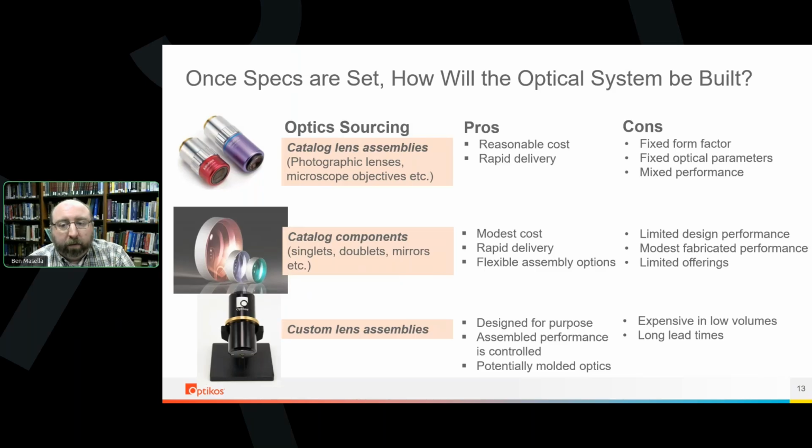The downside to this is that the optics tend to be significantly more expensive than an off-the-shelf solution, and the lead time will be longer because there's a design cycle and likely prototyping involved before actually getting to production.